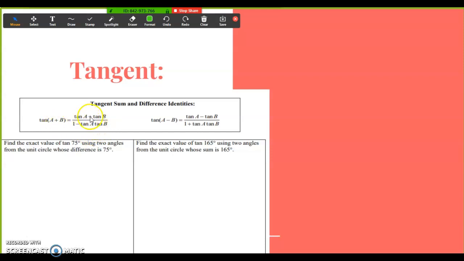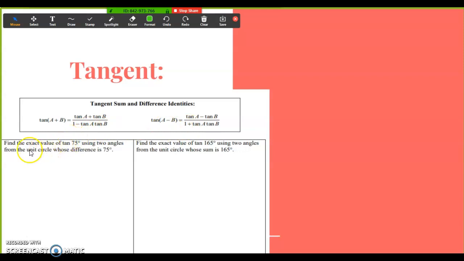Now for sum, it's going to be addition over subtraction. For difference, it's going to be subtraction. It's the exact same thing, but it's subtraction over addition. So same formula, it's just sum you're doing add, subtract, and difference you're doing subtract, add.